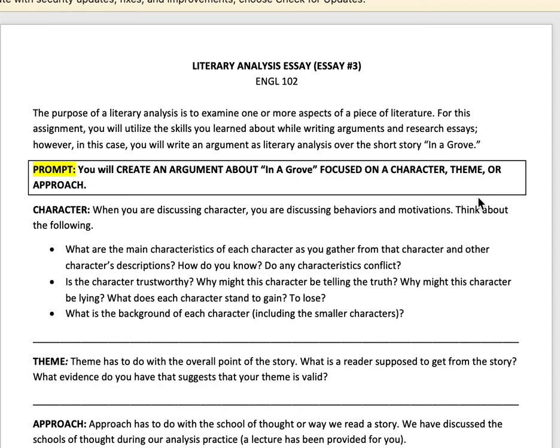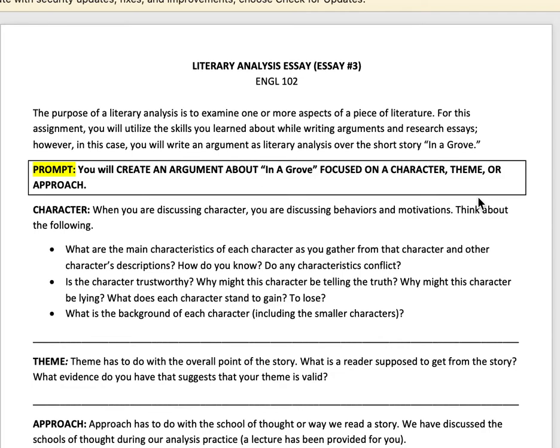So as you guys have looked at this unit, you're looking at different things like how to analyze character or themes or approaches. You get to choose which one you want to focus on for the purposes of this essay. So your prompt is simple. You're going to create an argument about In a Grove focused on a character, a theme, or an approach.